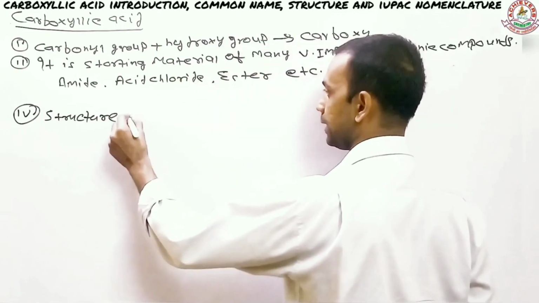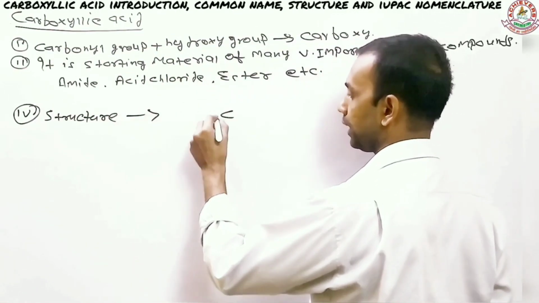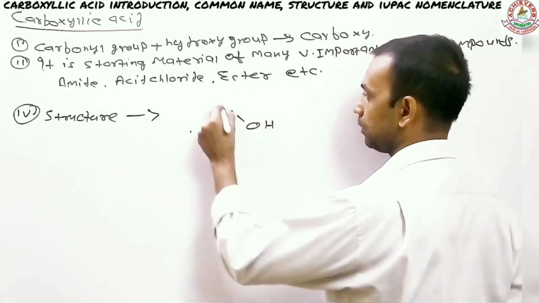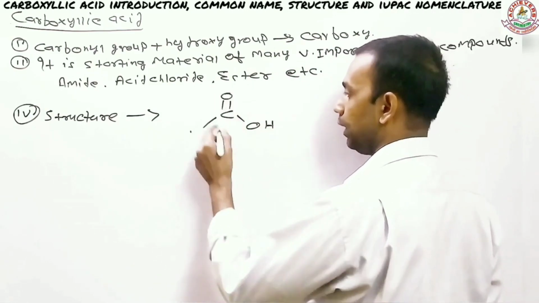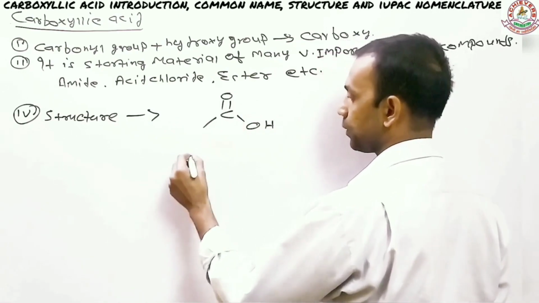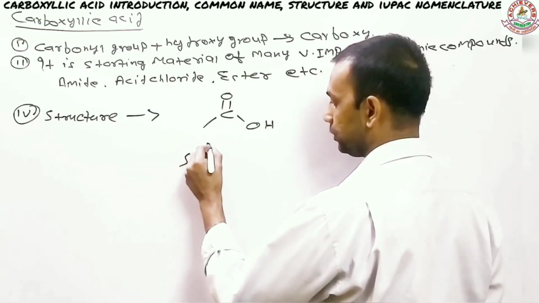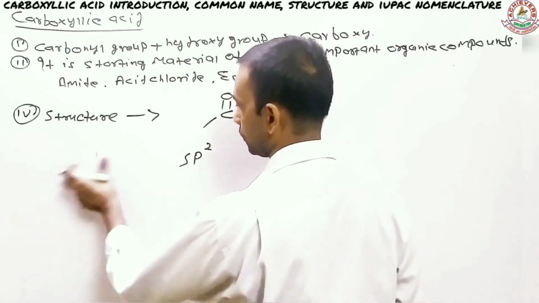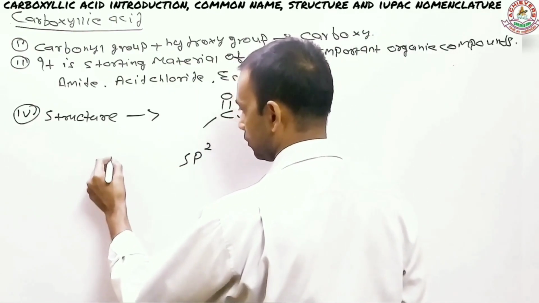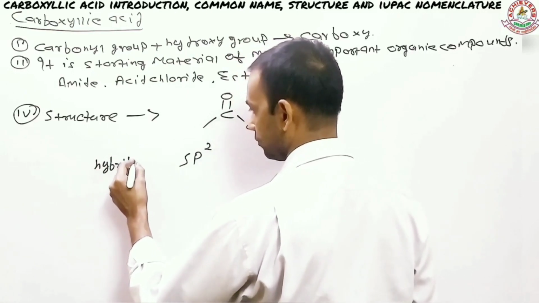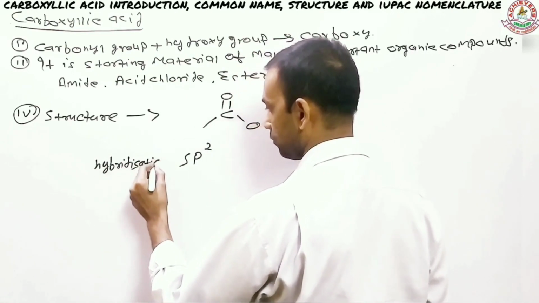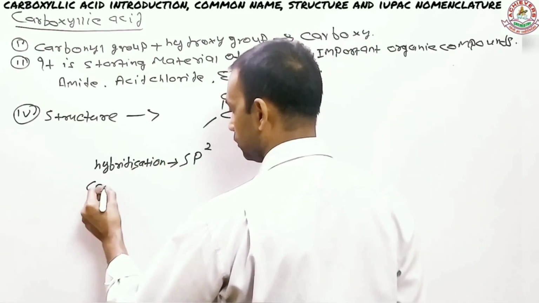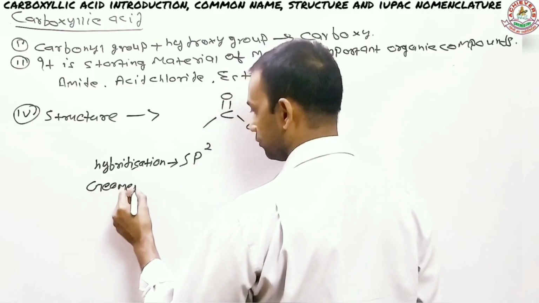A carboxylic acid has a structure something like this. And of course, if you can see, the hybridization is coming out to be sp2. Let's talk about the geometry of the molecule.